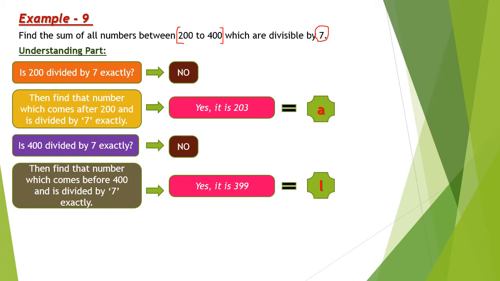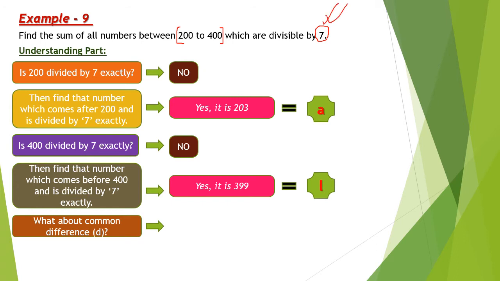So we have our first term, we have our last term. Now what about the common difference? You can easily recognize the common difference. It is divisible by 7, so just see the multiplication table of 7. 7 1 is 7, 7 2 is 14, 7 3 is 21. The gap between these numbers 7, 14 and 21 is 7. So the common difference is 7.